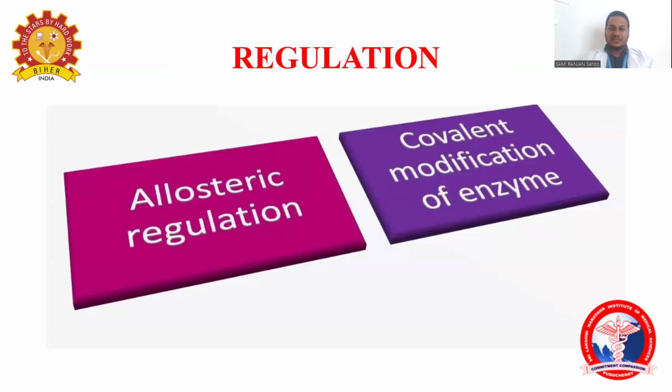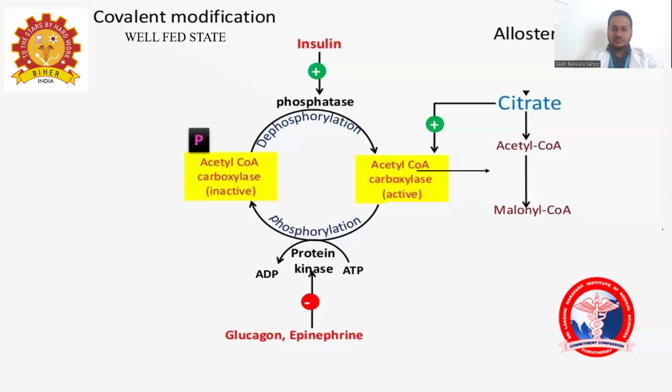Next, we have regulation. Regulation is the important part for the biosynthesis of fatty acid, where we have two types of regulation. One is allosteric regulation, another one is covalent modification of the enzyme. This is very important. First, let us look at covalent modification of the enzyme.